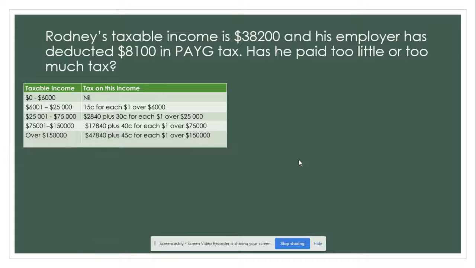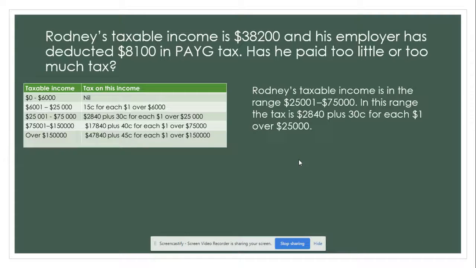So let's look at this. Rodney's taxable income is $38,200, and his employer has deducted $8,100 in PAYG tax. Has he paid too little or too much? Let's look. First of all, Rodney's taxable income is in the range, I put a little arrow there, of $25,001 to $75,000. In this range, he has to pay $2,840, plus 30 cents for each $1 over $25,000.